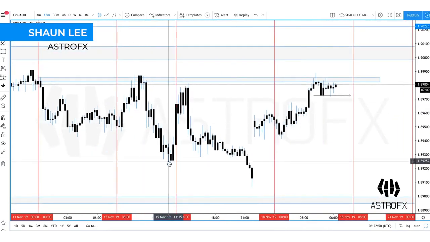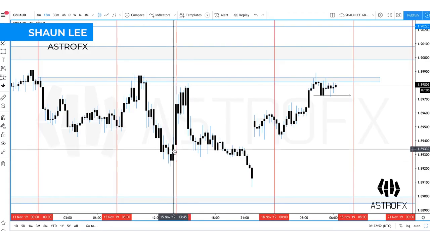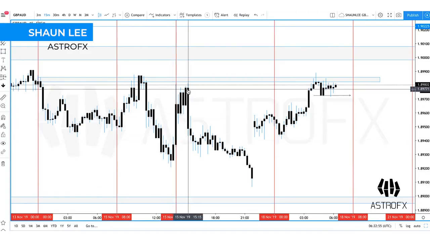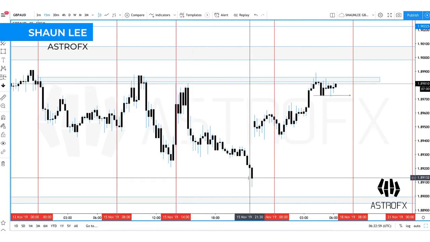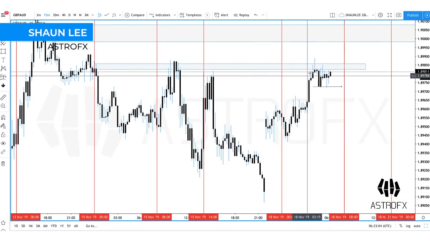Okay, London makes its low. US, we have the overlap, pushes into the high but doesn't breach it. Then the US closes relatively lower. We have the gap to the upside, and look where we are now on GBP AUD.